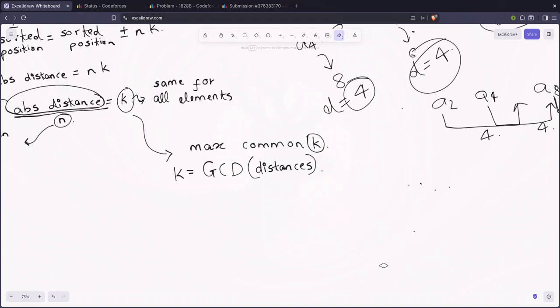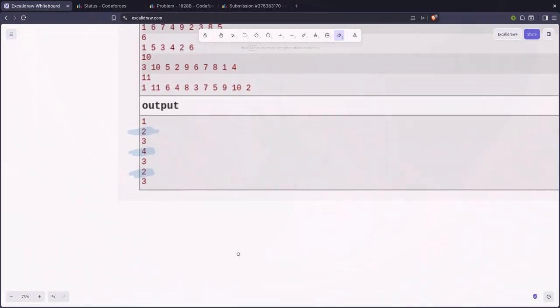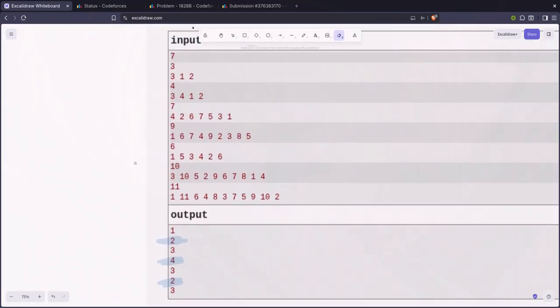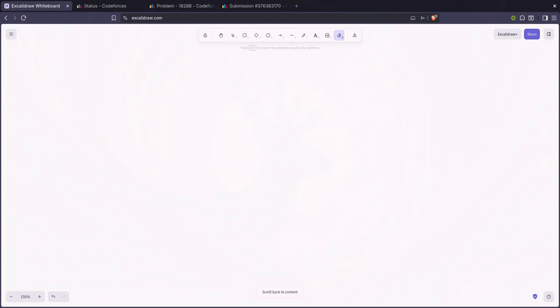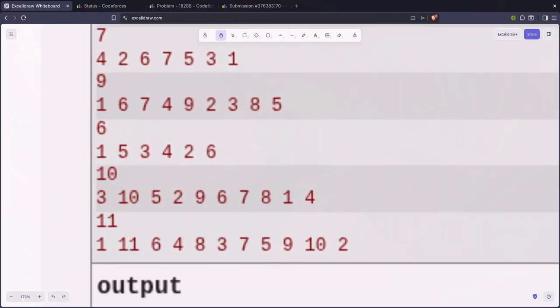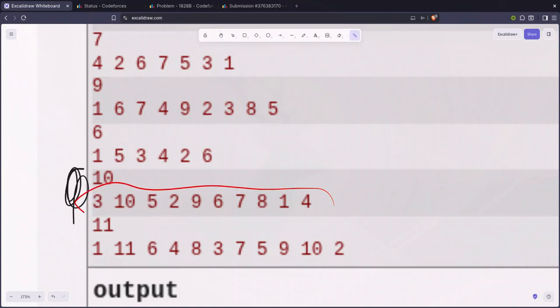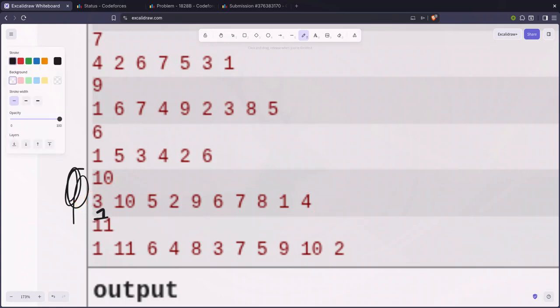Okay, I think you have got the solution. So that is it. We'll find the distances. Let's say this is the question, right? This is the question. We'll do this test case first. So this is a permutation of 10 elements. Okay, I'll just write down the positions. This is 1 2 3 4 5 6 7 8. These are the positions.